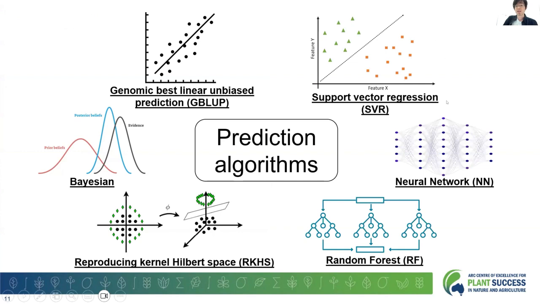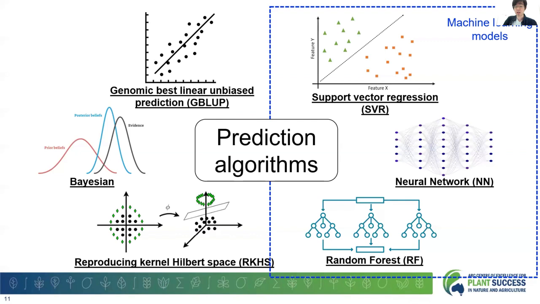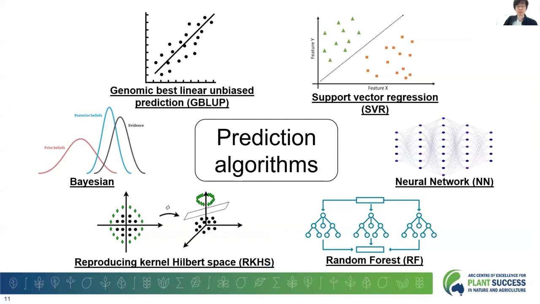Support vector regression draws the hyperplane between data points to predict the target phenotypes. Or maybe some people want to apply a neural network approach to capture more complicated interactions between data points by mimicking human brain structure. Or maybe some people want to develop a bunch of different decision mechanisms to further enhance the prediction performance via the random forest approach. Those methods are called machine learning models. And for my PhD, I'd like to focus on those two different categories of prediction models here.